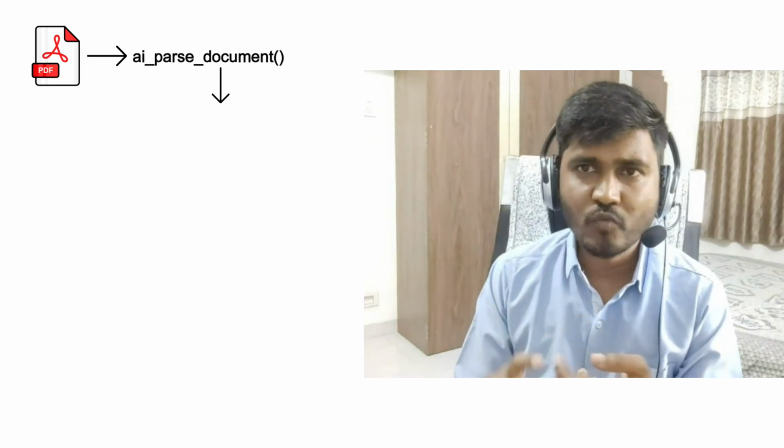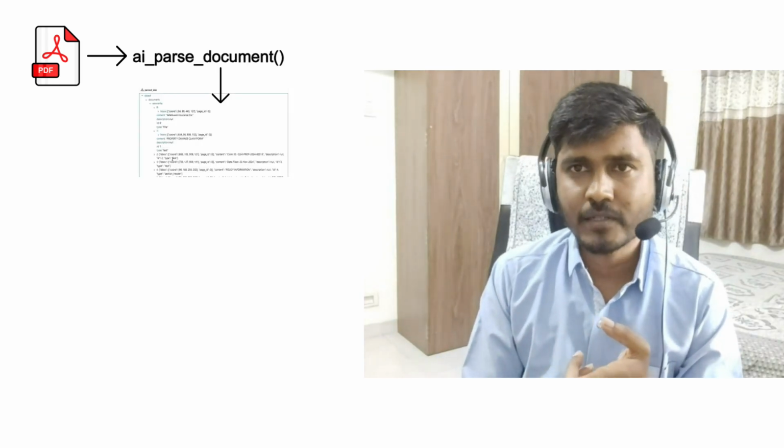overall project is going to look like. If I have to summarize all of it, it's going to be like this. So what we are doing, we are going to process the PDF documents that we have for different claim types using the AI parse document function. What we get is elements, right?